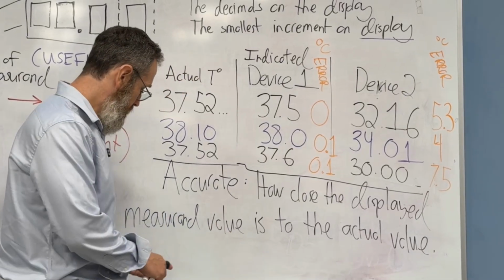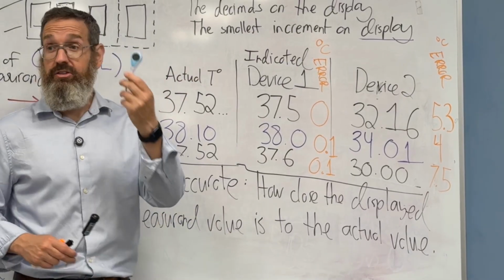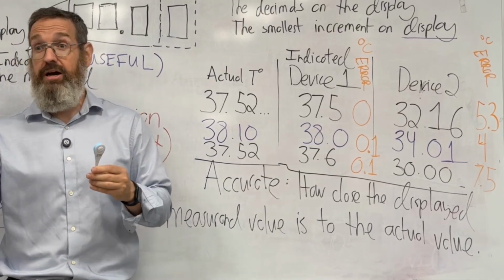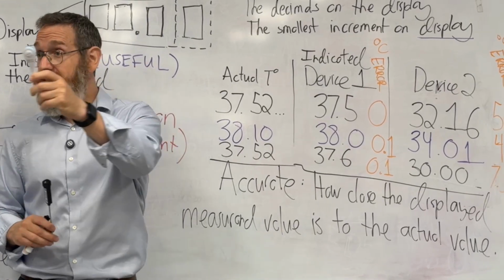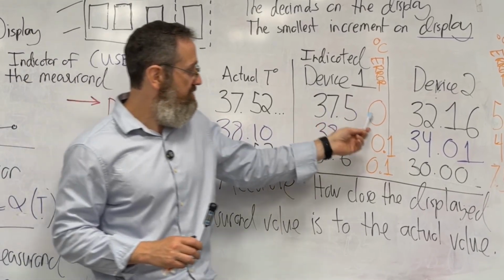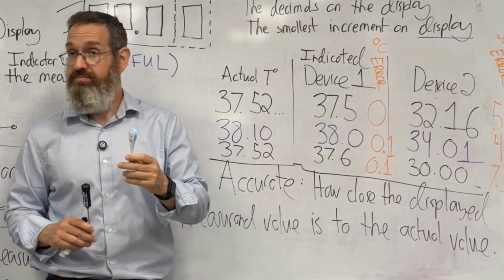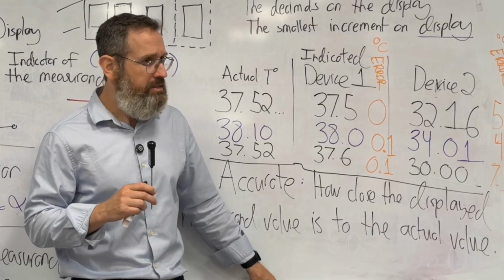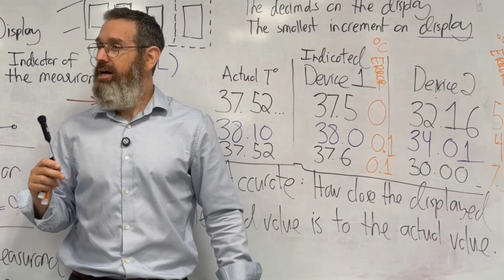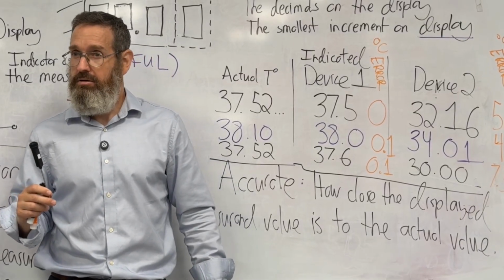Now, I want to sell this, and I want to tell people that it's better than this. So I'm going to say, listen up. My device has an accuracy of 0.1 degrees C. And this device has an accuracy of, I have to say a number.